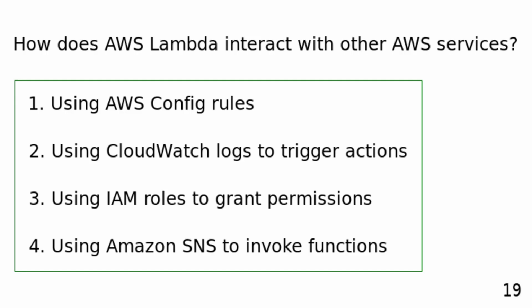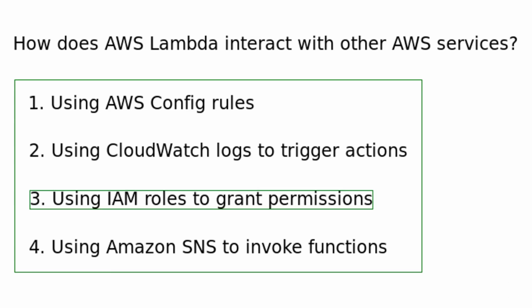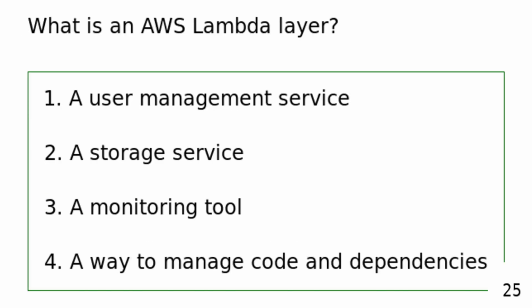Using AWS config rules. Using CloudWatch logs to trigger actions. Using IAM roles to grant permissions. Using Amazon SNS to invoke functions. AWS Lambda uses IAM roles to grant functions the necessary permissions to interact with other AWS services. What is an AWS Lambda layer?